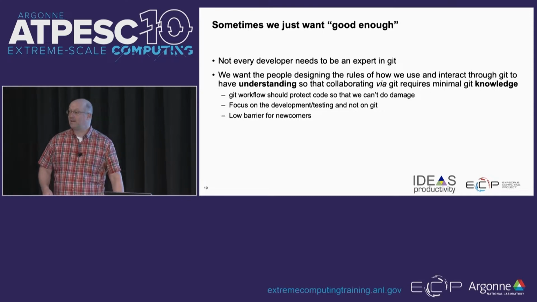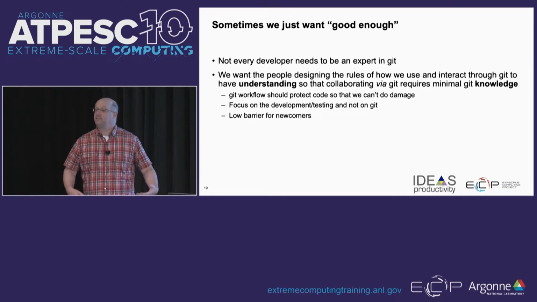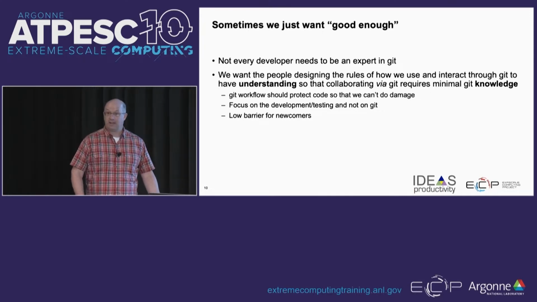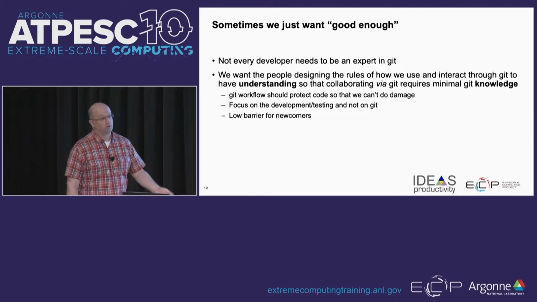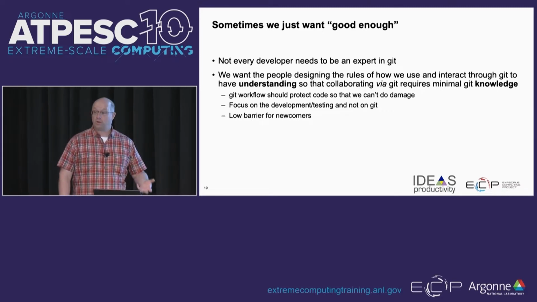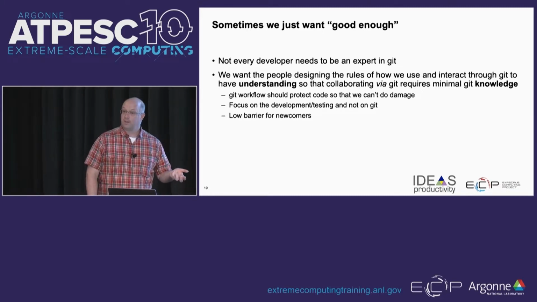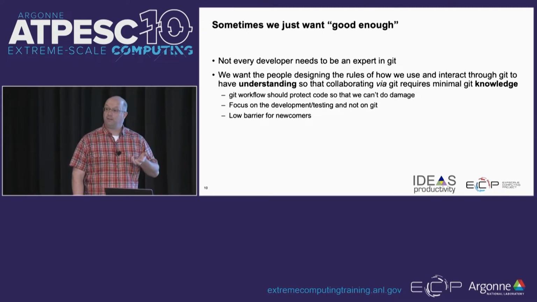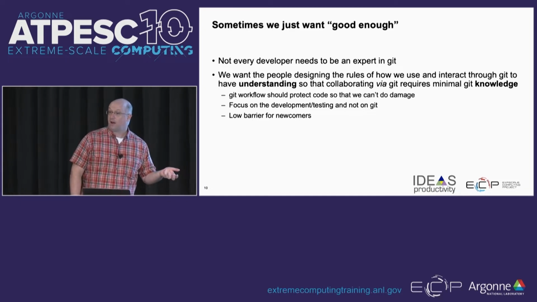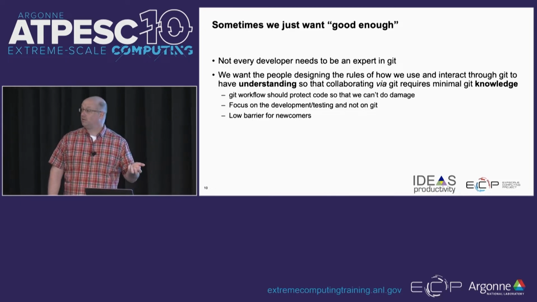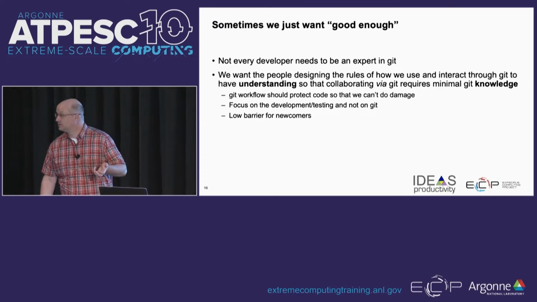What we want to do is have a subset of that team have sufficient understanding of Git, to have sufficient understanding of how it's difficult for us to interact through Git. And we want those people with understanding to develop that Git workflow. And if they've done it well, then all of the other people on that team can operate and use those rules even though they only have minimal Git knowledge, right?